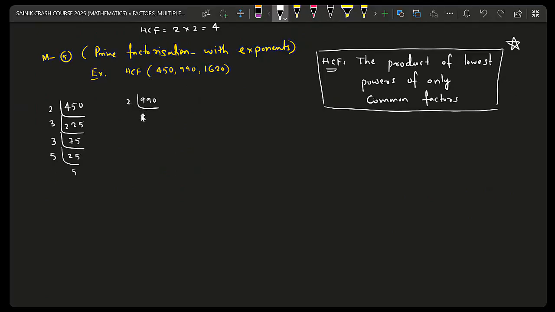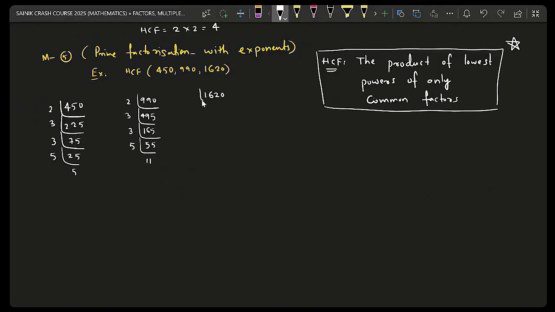990, let's prime factorize. 2 4s are 8, 2 9s are 18, 2 5s are 10. It's not divisible by 2, sorry. So check the next number, that is 3. Yes, it is divisible by 3. 3 3s are 9, 3 6s are 18, 3 5s are 15. Now it's again divisible by 3. 3 5s are 15, 3 5s are 15. Next it's divisible by 5. 5 into 11 is 55. So because we got a prime number, we can stop.